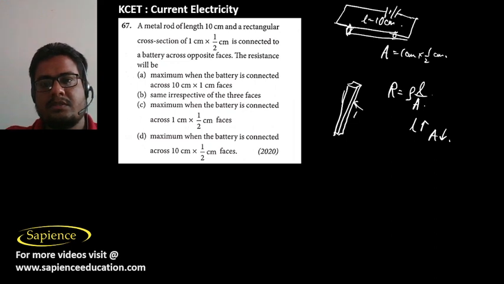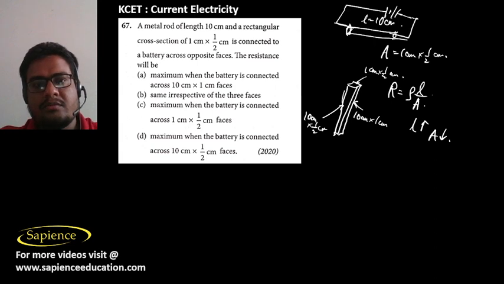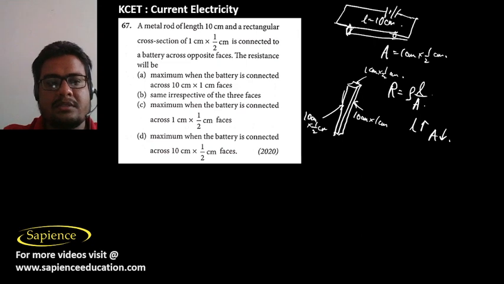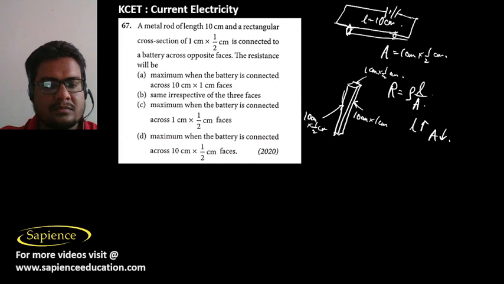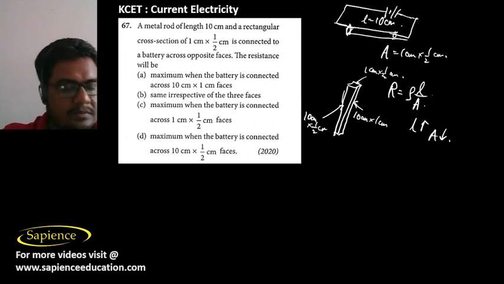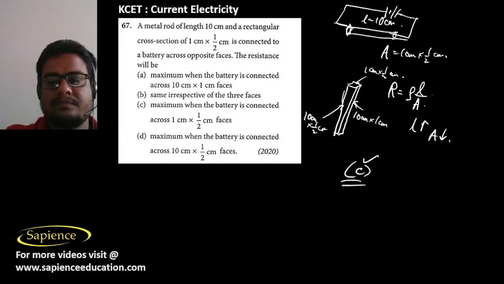This face is 10 centimeter by 1 centimeter. This front face is 10 centimeter by half centimeter. This face is 1 centimeter by half centimeter. So the resistance would be maximum when the battery is connected across the 1 centimeter by 1/2 centimeter faces. It means that option C is the correct answer.